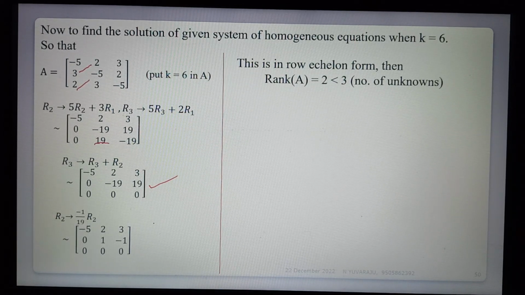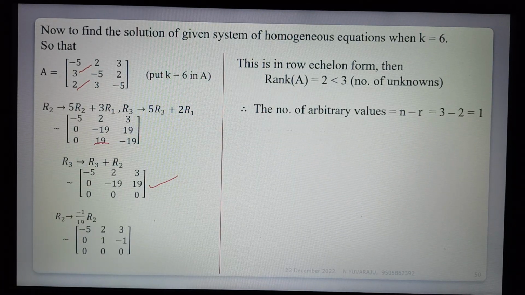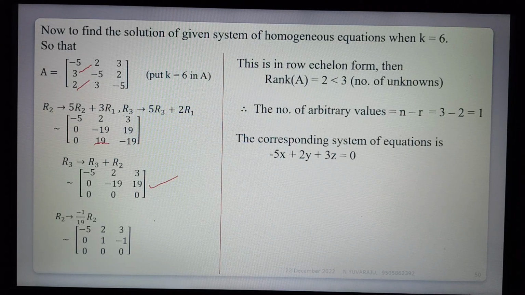Then rank A is less than 3, so there is a non-zero solution, infinitely many solutions. The number of arbitrary values is n minus r, which is 3 minus 2, equal to 1. So the corresponding equations are minus 5x plus 2y plus 3z is equal to 0, and y minus z is equal to 0. Substituting any of y or z as the arbitrary value, z is equal to t, where t is the parameter.